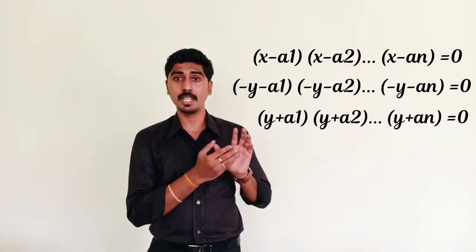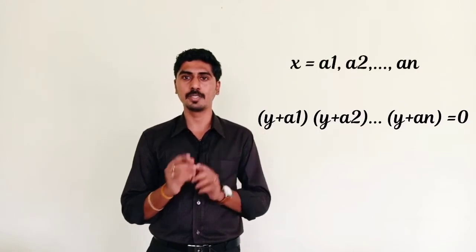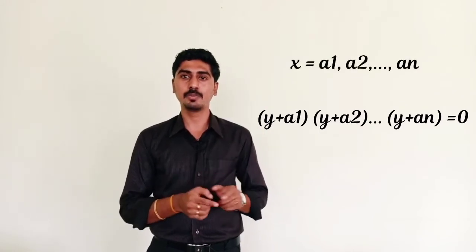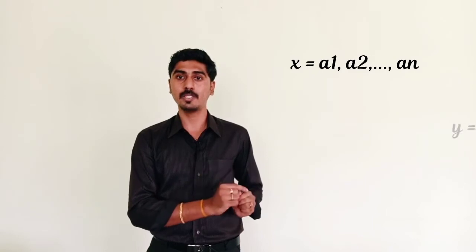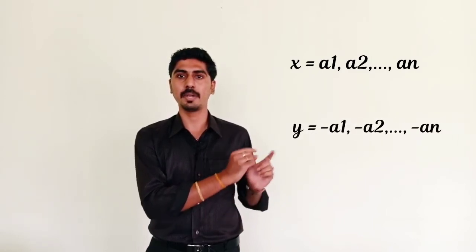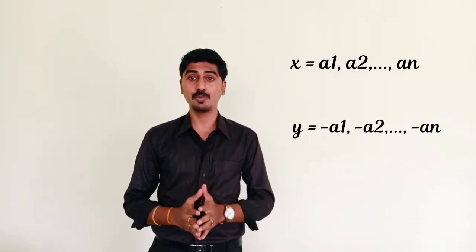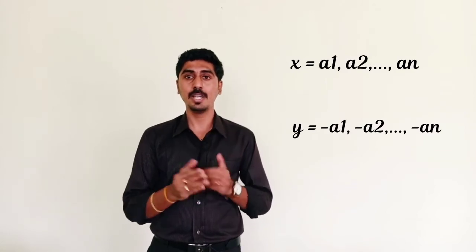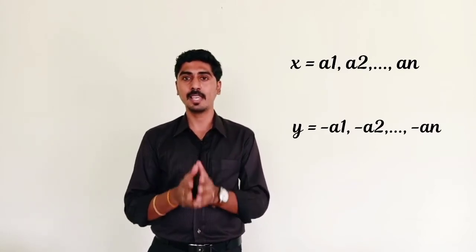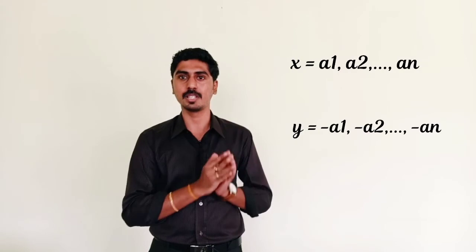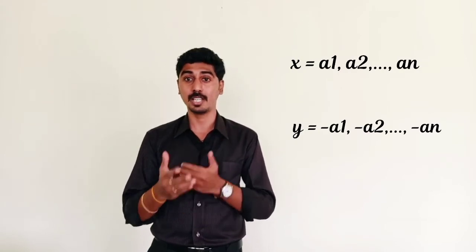The roots of the given equation are a1, a2 etc. an. The roots of the transformed equation are -a1, -a2 etc. -an. So we transformed the given equation to an equation whose roots are exactly the same as that of the given equation, but their signs changed. In this session, we are going to learn many such transformations.